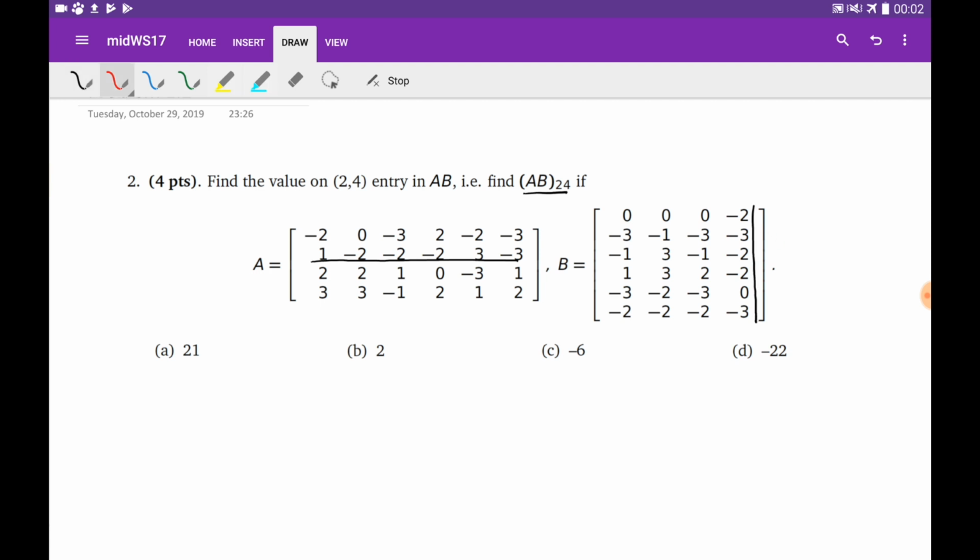So let's do this. AB at position 2, 4 is equal to 1 multiplied by minus t, which is minus t, multiplied by minus 3, plus 6, minus t times minus 2, it's plus 4, minus t times minus 2, it's plus 4, 3 to the 0 is 0, minus 3 times minus 3 is plus 9. If I sum all of these numbers, what I obtain is 21.